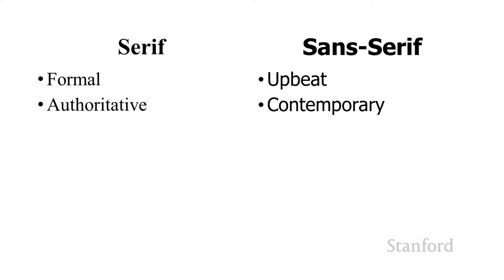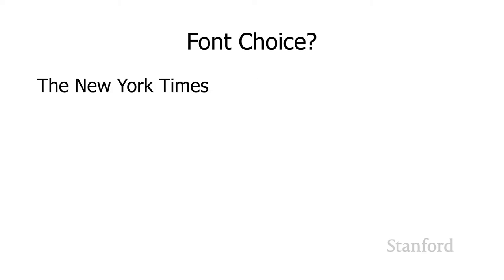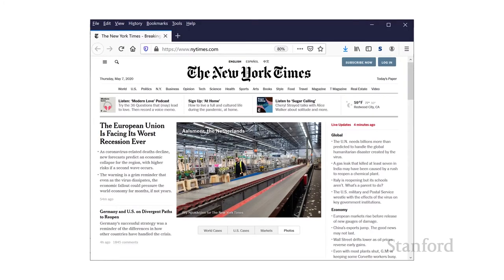So let's take a look at some actual websites and see which one of these font choices they're making. What do you think? Do you think the New York Times wants to be upbeat and contemporary, or do you think they want to be authoritative? Okay, so here's the New York Times. If we look at the top, their actual title there, that seems pretty serif-y.